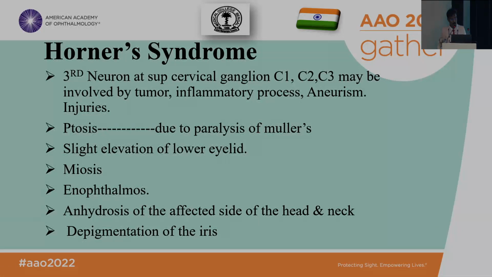Horner syndrome: the third-order neuron at the superior cervical ganglion, C1, C2, C3, may be involved. Ptosis is due to paralysis of Muller's muscle. The question may be asked.